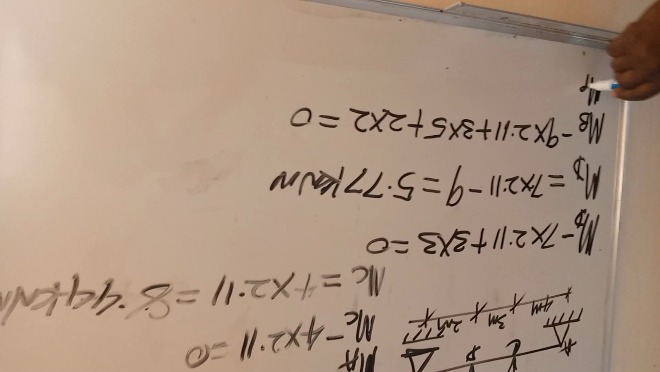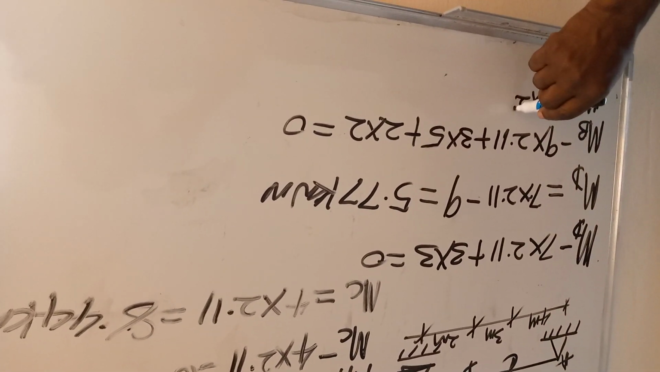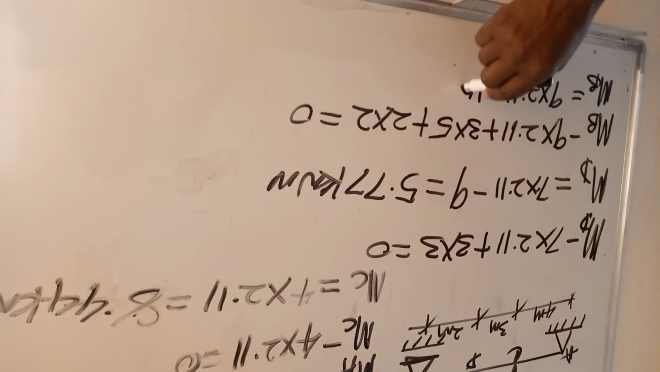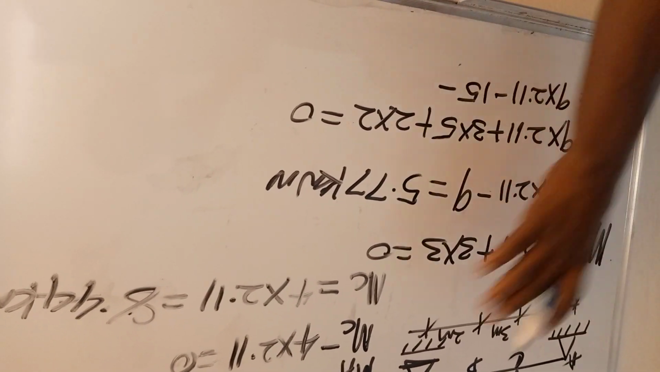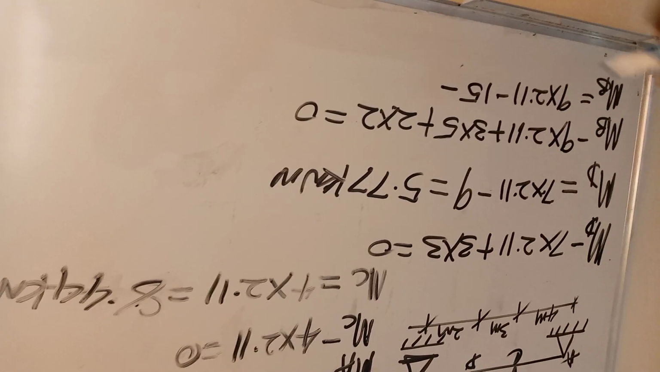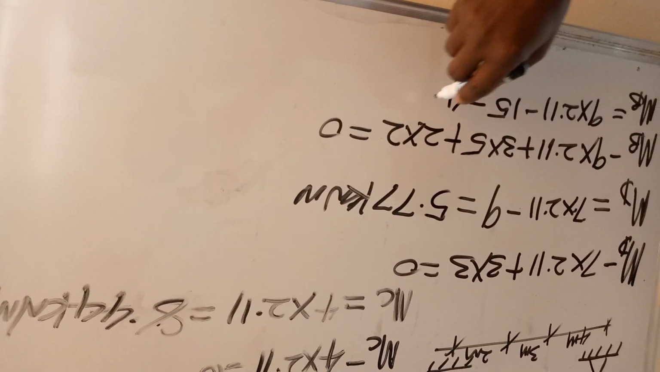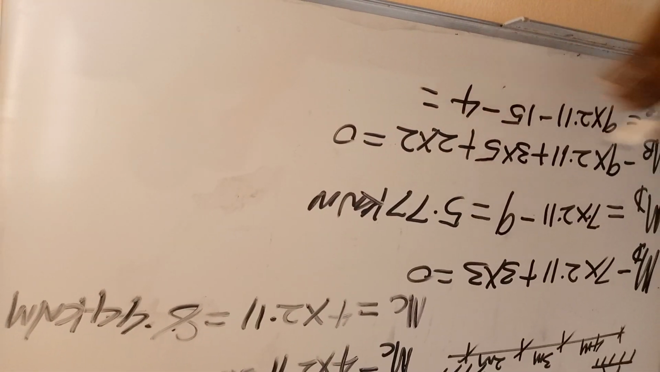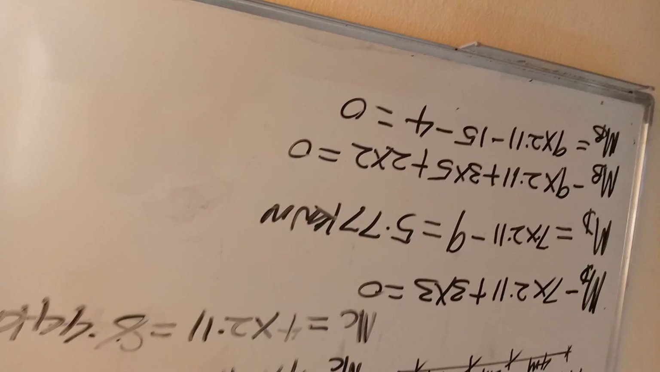So MB, the moment at B, is equal to 9 times 2.11 minus 3 times 5, which is 15, minus 2 times 2, that is 4. If you work this, you will see that it is equal to 0, as a confirmation. So that is the bending moment in the structure.